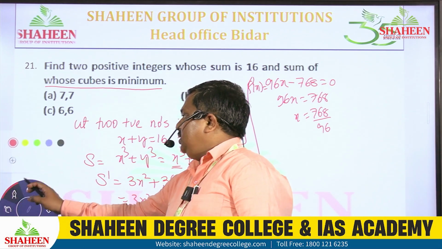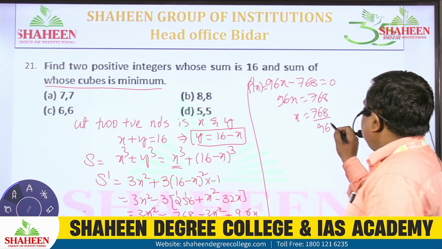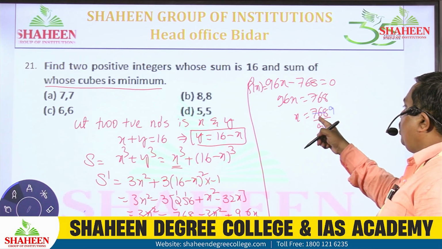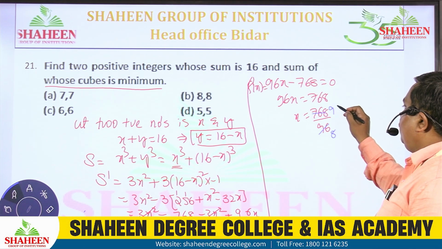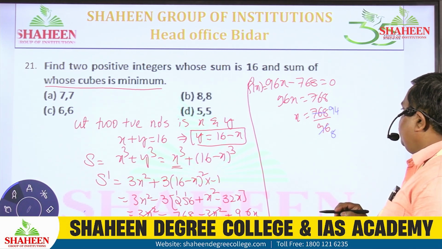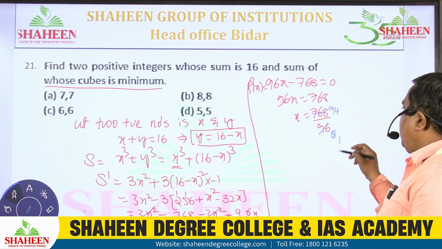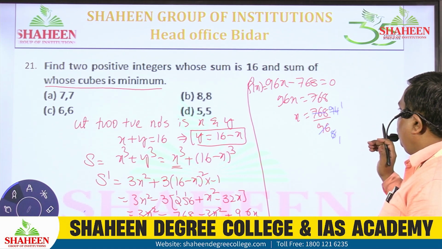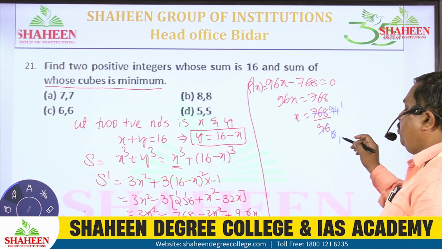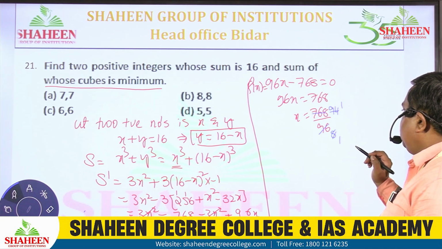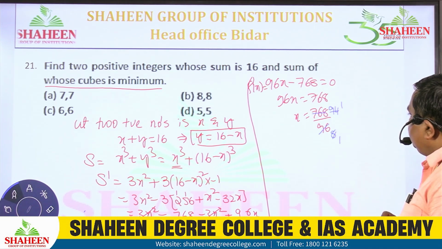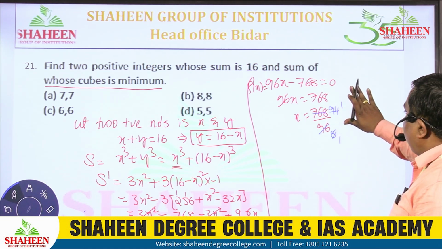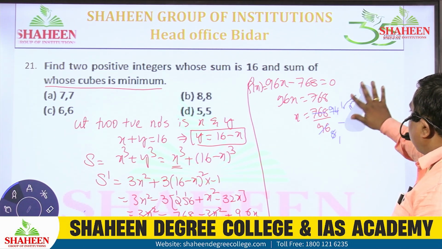Let us divide this by 12. 12 8s are 96. 12 9s are 72. 4 remaining. 12 4s are 48. And 8 ones are 8. Oh, sorry. We have divided this one wrongly.